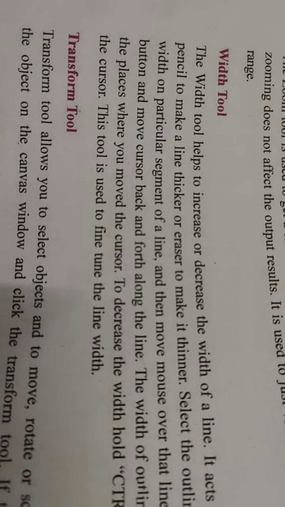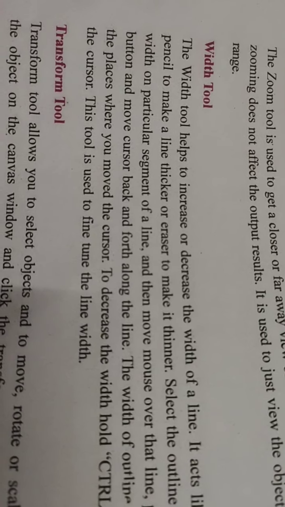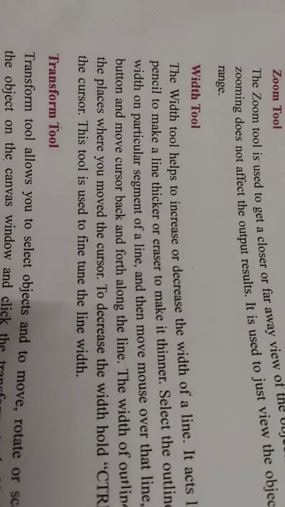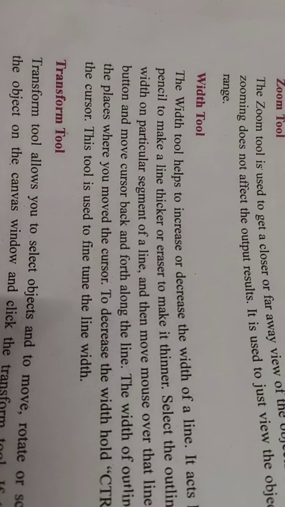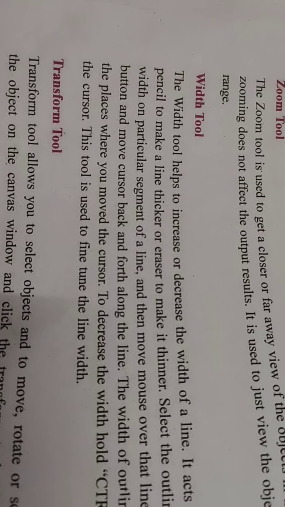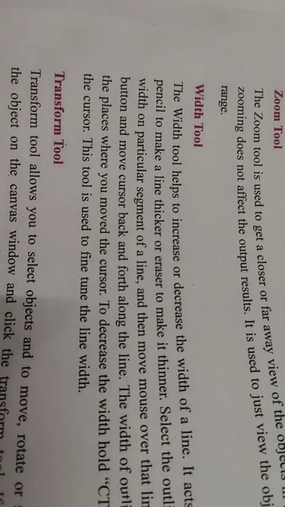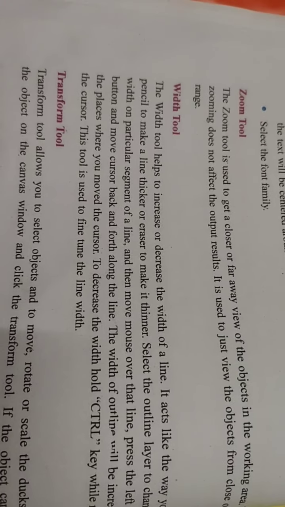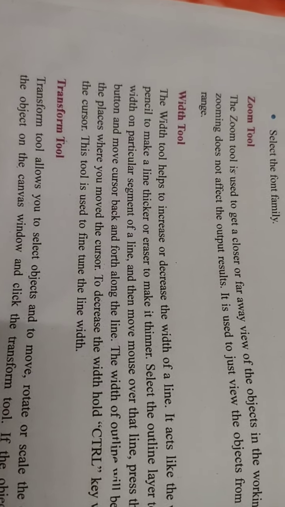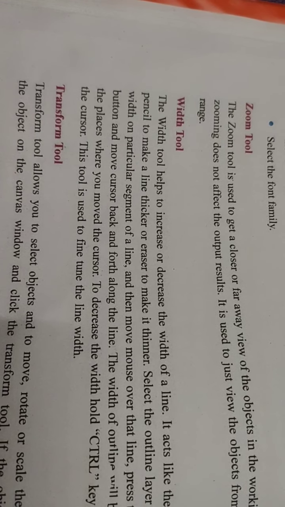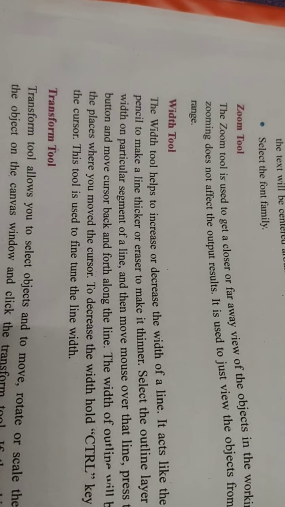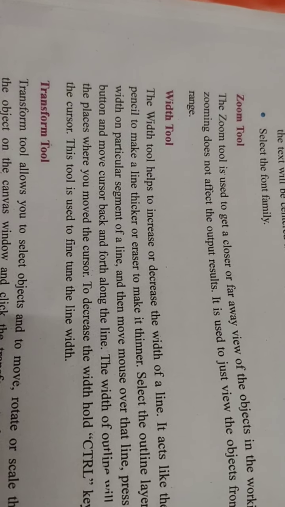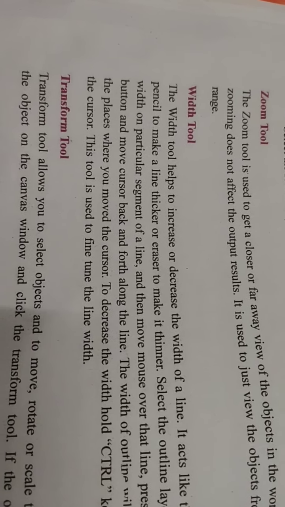Width tool. The width tool helps to increase or decrease the width of a line. It acts like the way you press your pencil to make a line thicker, or use an eraser to make it thinner. Select the outline, width or a particular segment of a line and then move the mouse over the line. Press the left button and move the cursor back and forth along the line. The width of the outline will be as placed by you. The cursor will be increasing or decreasing the line of the outline, that is the width.